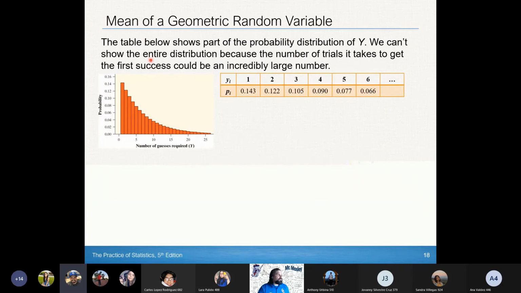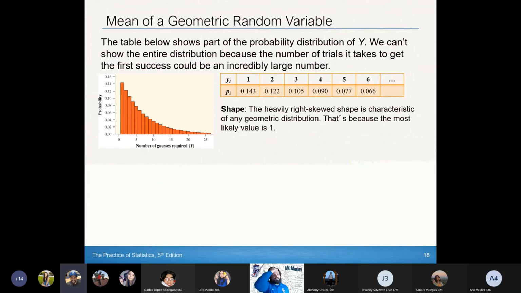All right, so calculating the mean of a geometric random variable: the table below shows part of the probability distribution of y. We can't show the entire distribution because the number of trials it takes to get the first success could be an incredibly large number. We show up to 26 trials, but obviously it could take longer. You could have really bad luck, so to say. The 3 dots mean that this continues. Again, it could be infinitely long. We're not going to try and show them all.